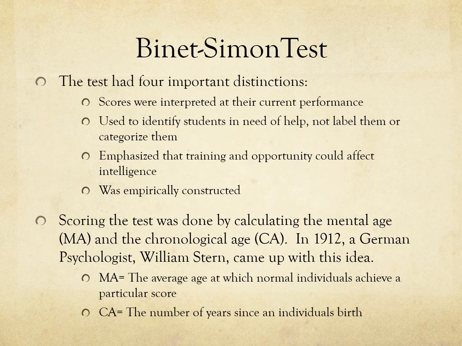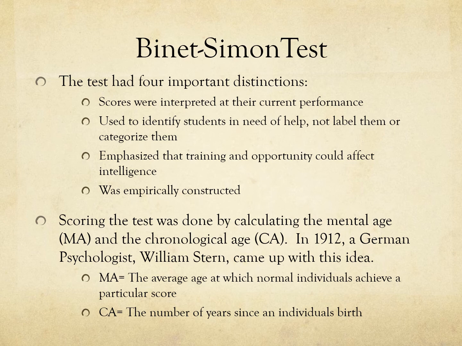So they developed something called the Binet-Simon test. The test had four important distinctions. One, scores were interpreted as current performance, used to identify students in need of help, not label them or categorize them. It emphasized that training and opportunity could affect intelligence, and it was empirically constructed. So this is the first main standardized test that we had, and it's very important. I always like to point out that it's to help students, not to label them, and we've kind of gone away from that a little bit. And your training and what you're exposed to could affect that.